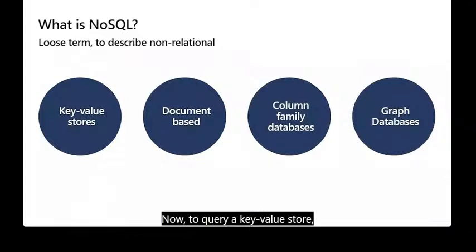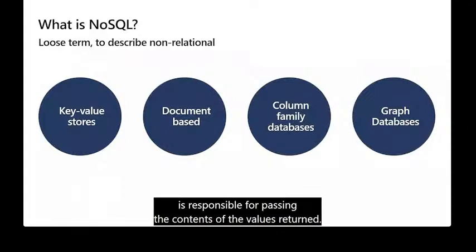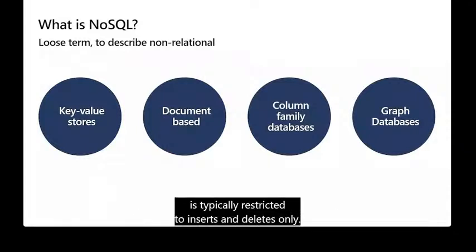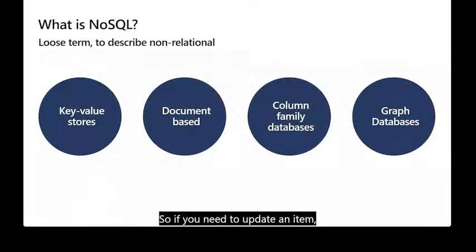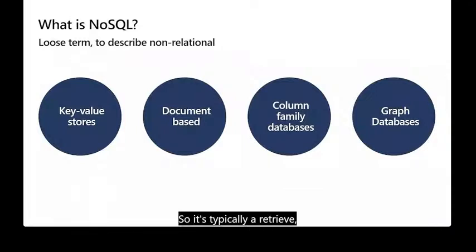Now, to query a key value store, we must specify the keys which identify the items to be retrieved. So you can't search on the values. An application that retrieves data from a key value store is responsible for parsing the contents of the values returned. And write operations for a key value store are typically restricted to inserts and deletes only. So if you need to update an item, you must first retrieve the item, modify it in memory, and then write it back to the database. So it's typically a retrieve, modify, and insert right back to the key value store.